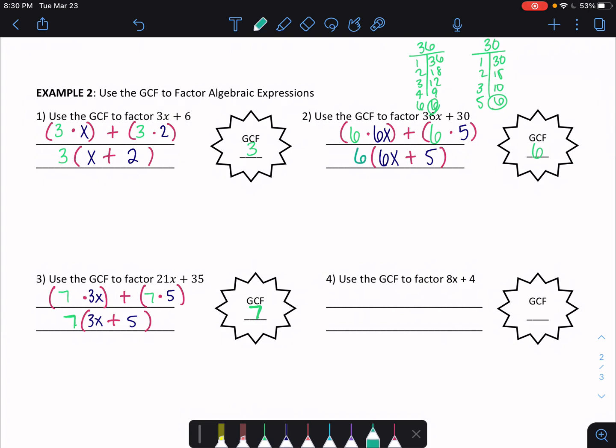My last one, between 8 and 4, they have a greatest common factor of 4. So when I write my initial multiplication, I'm going to have a 4, then a 4. 4 times 2 is 8, and then I have to keep the x. And 4 times 1 makes 4. So when I write my distributive property, it's going to be 4 on the outside, and then 2x plus 1 on the inside. Okay, this is factoring expressions by greatest common factor.